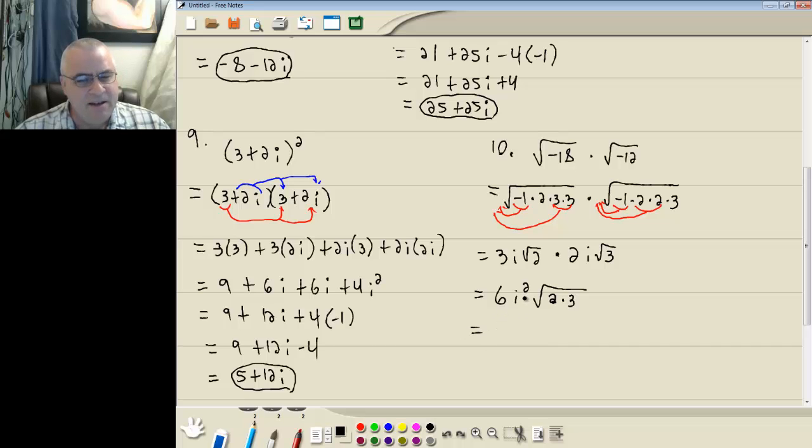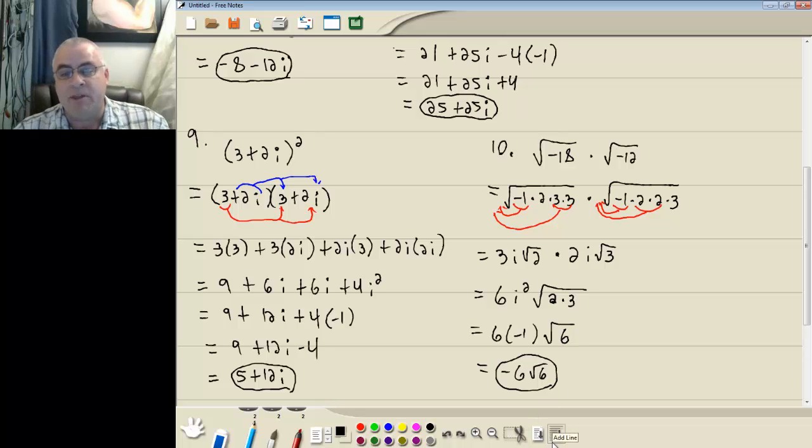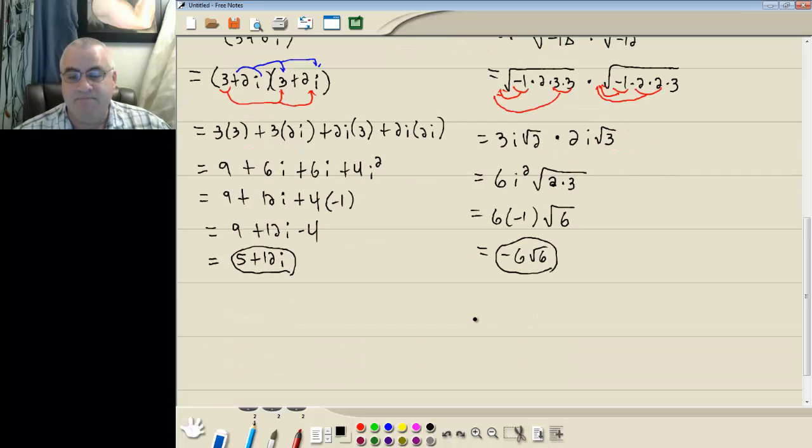Well, again, we've seen this in a few other problems now. i squared, we know we're going to put a negative 1 in there. So we've got 6 times negative 1. 2 times 3 is 6. I can't bring anything out because remember, with the square root, we're looking for pairs of something. Which gives us negative 6 square root of 6. This is one that we can't do on the calculator because we end up with a radical answer, and the calculator does not work with radical answers, at least the TI-83, TI-84.